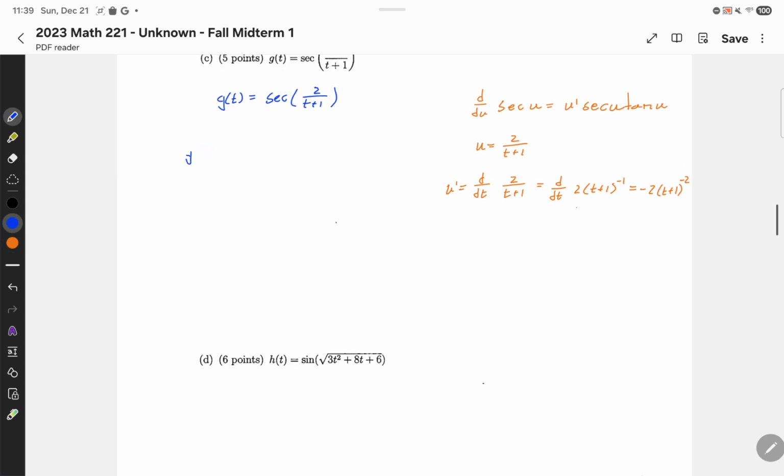We get g prime of t is going to be equal to u prime, which we know is minus 2 times t plus 1 to the minus 2, times secant of u, which is 2 over t plus 1, times tangent of u, which again is 2 over t plus 1, just like that. And we can box our final answer.